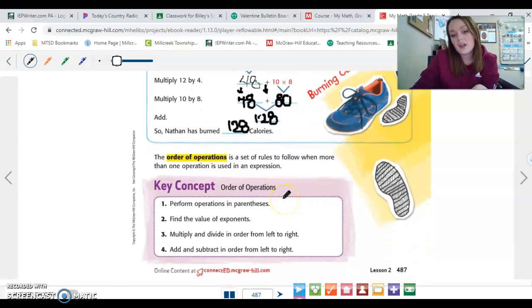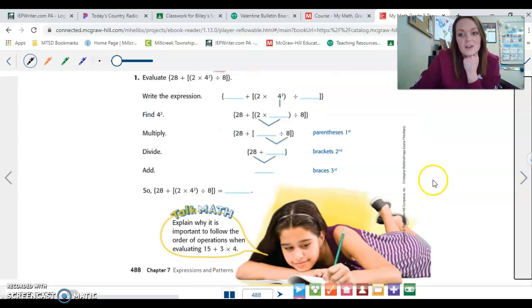This is just explaining the order of operations. Mrs. Bliley explained it's a set of rules that we follow to solve our equations. And I've already went over it twice. I'm sure you are very aware of what it is.